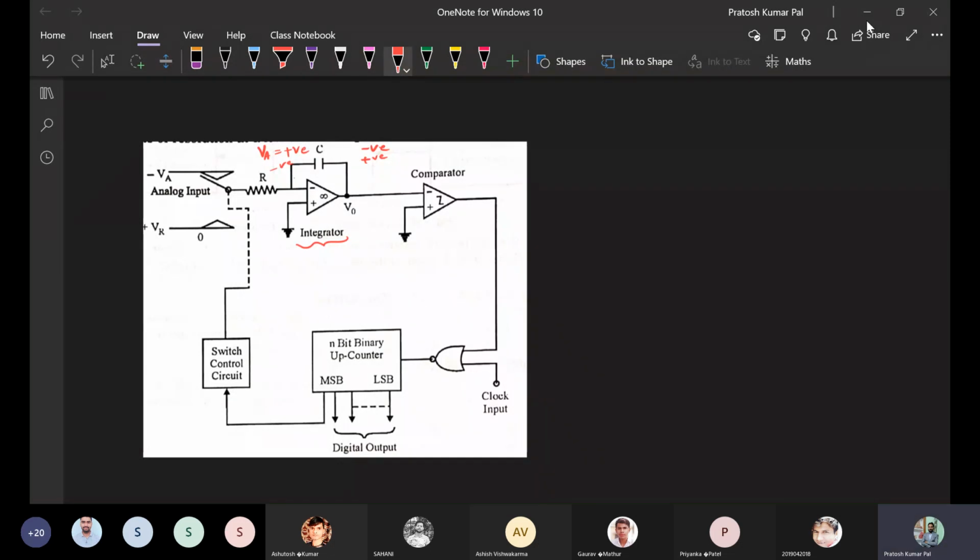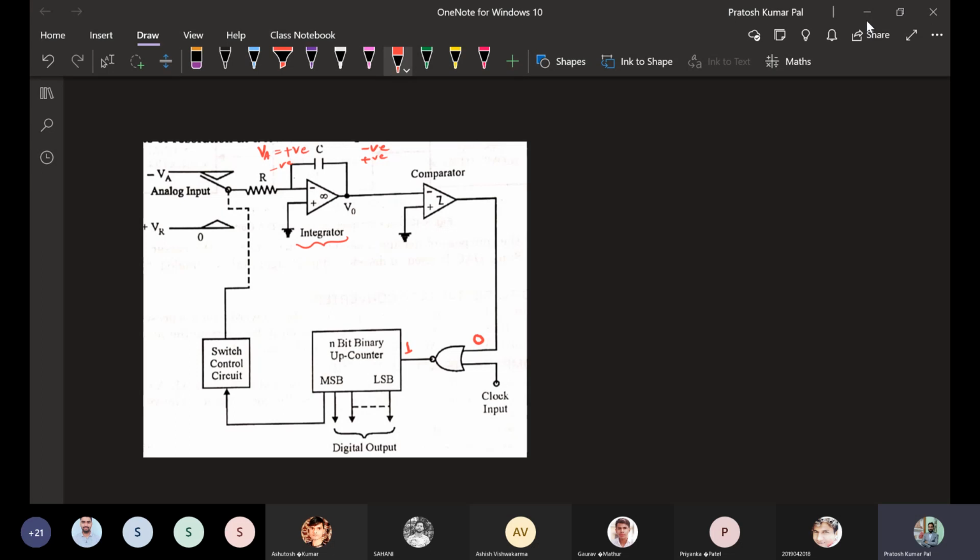We will see whatever comparator output there is going through this up counter. The up counter will be activated if we are getting a 1 value. So if the comparator output comes out to be 0, then this value will be 1, and then the up counter will be activated. And with respect to this up counter, there will be a switch control.